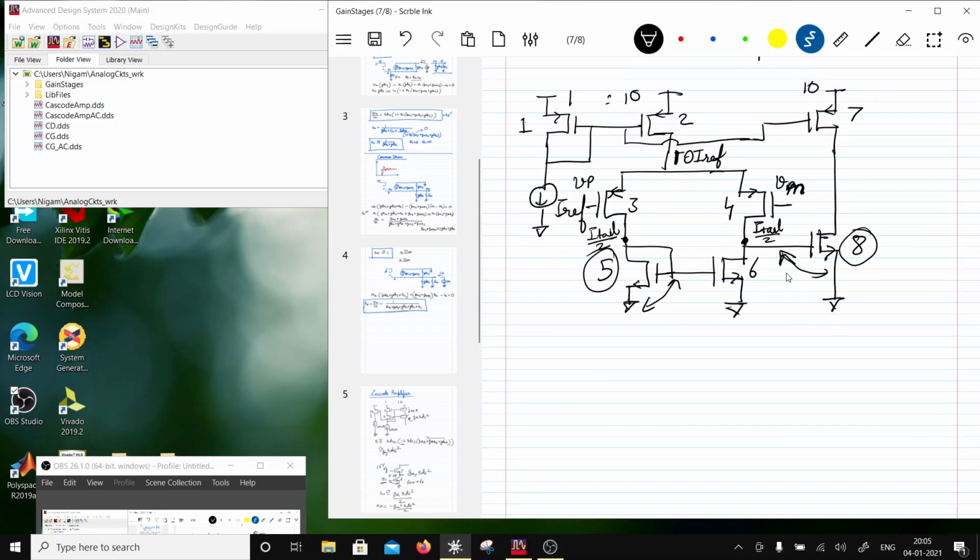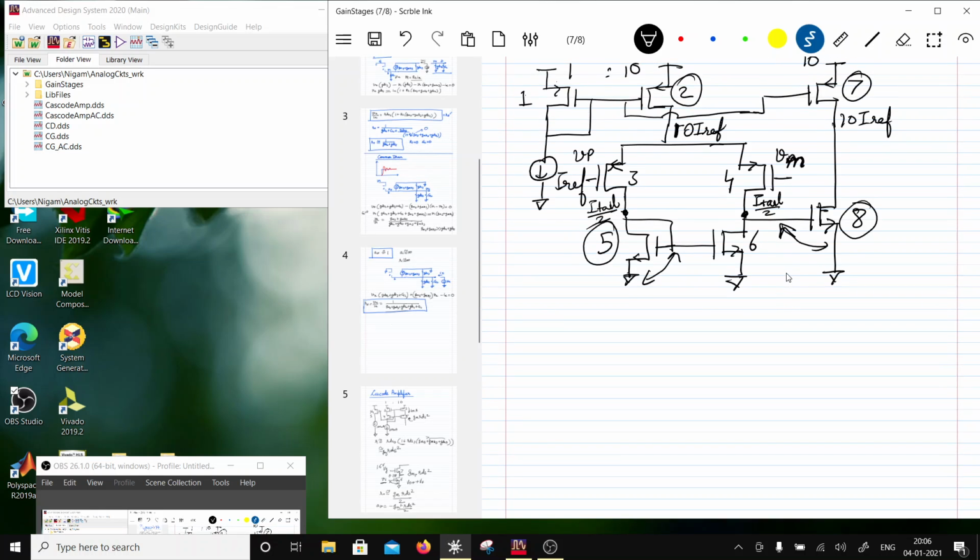Now if this current is 10 IREF, this current is also 10 IREF, because transistor number 2 is identical to transistor 7. So 10 times IREF is flowing. If this is twice the current, then the size of this transistor has to be adjusted to have the same overdrive.